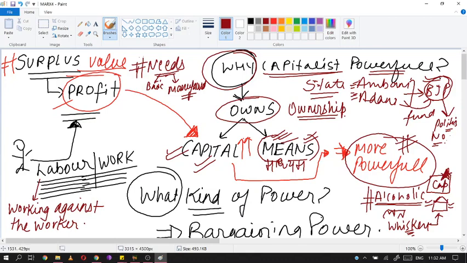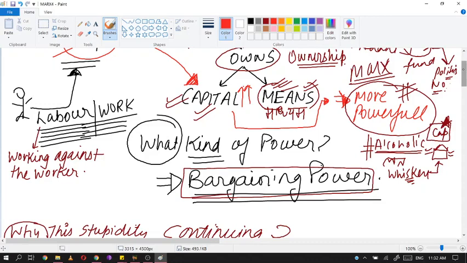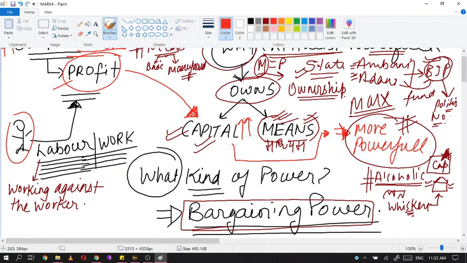Now, Marx is not seeing this power in terms of executive power, that what can he do? Money view of power, he is not seeing. He is not saying that money is power, and with money he can mobilize all the resources that he wants anywhere for any reason. He can use the political power of state with money. No, what he's saying is bargaining power. Understand? Worker is working, he is giving his labor, and your labor will be working against you. How?